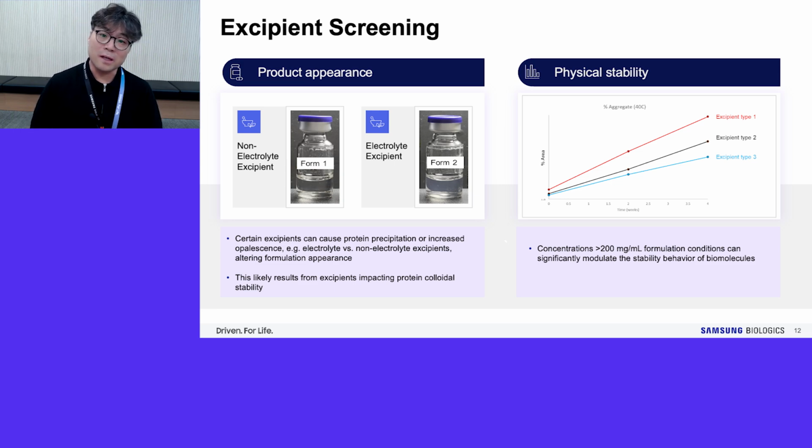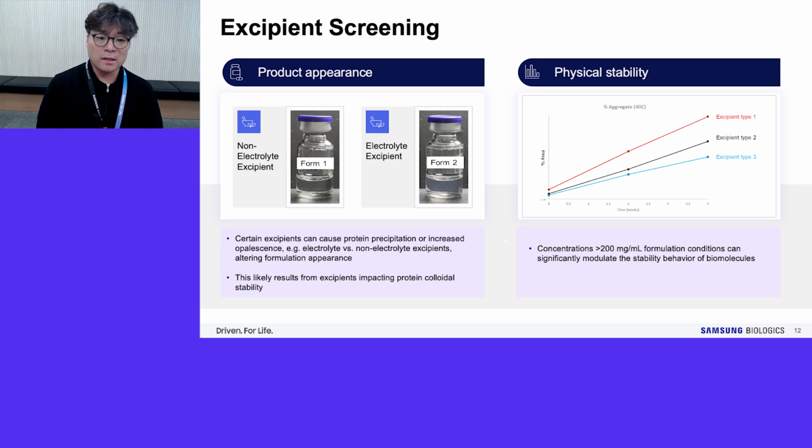I also would like to say about the importance of excipient selection. Please look at the left side. Here are the same molecule with different excipient sets. Left is clear, but right is not clear. Why did this issue happen? On the left side, the vial used a non-electrolyte excipient, and on the right, an electrolyte was used.